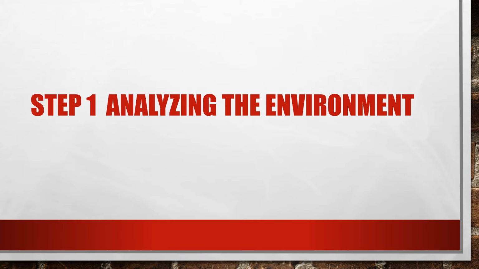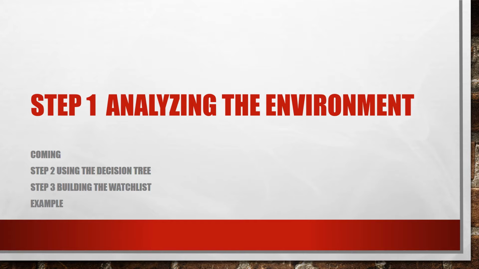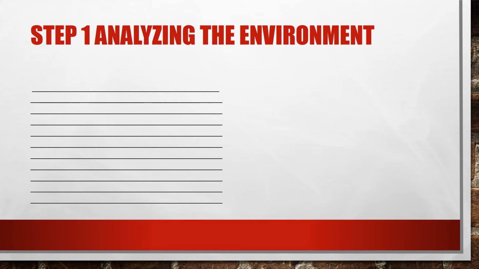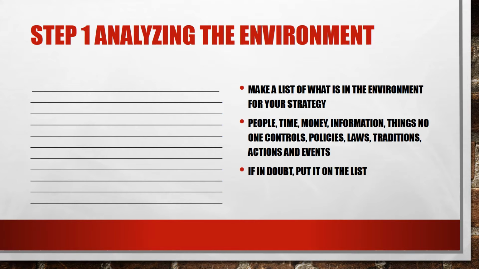We now move to step 1, analyzing the environment. For the first step in analyzing the environment, you need to make a list of what is in this environment for your strategy. This will include people, time, money, information, things no one controls, policies, laws, traditions, actions, and events. If in doubt, put it on this list.